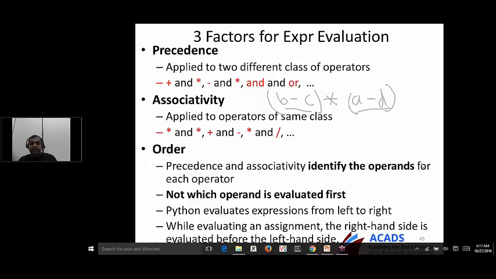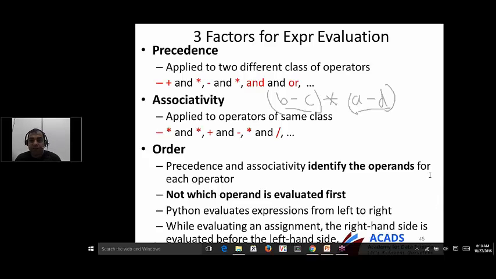And languages like C do not define order of evaluation. However, Python, it says that you go from left to right. And once we come to functions, I will show you why this order of evaluation matters. Okay.